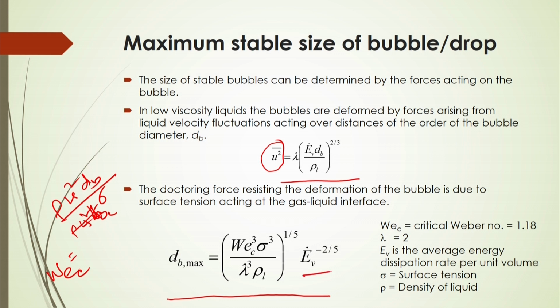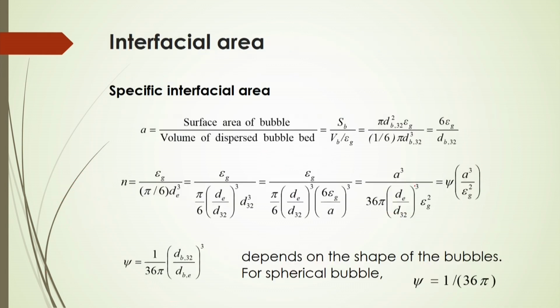And in this case, what should be the energy dissipation? This energy dissipation rate per unit volume will be EV, that means how much energy is supplied there. You have to calculate the kinetic energy and then divide it by the total volume of the gas liquid mixture, then you will get the energy dissipation rate per unit volume. Sigma is the surface tension, rho is the density of the liquid. So, once you know the surface tension, density and average energy dissipation rate, and the critical number is 1.18, then you can get the maximum stable bubble size there.